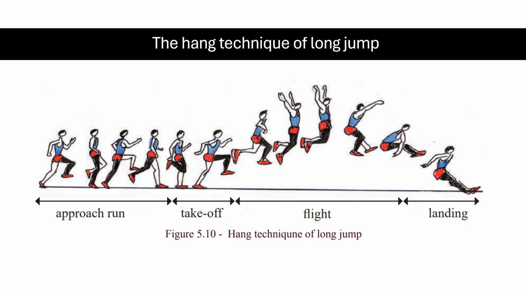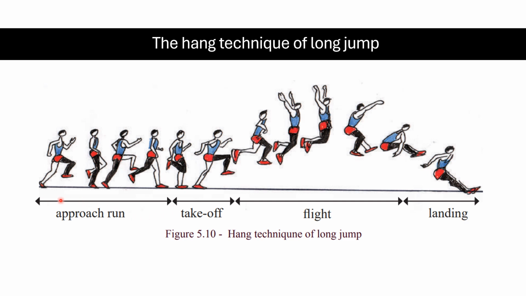Alright, so we are going to talk about the hang technique of long jump. Hang technique is the type of flight the jumper takes, and we are going to talk about that. So there are 4 stages when it comes to long jump: approach run, takeoff, flight, and landing. Let's talk about the approach run first.